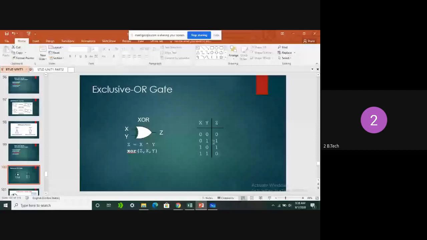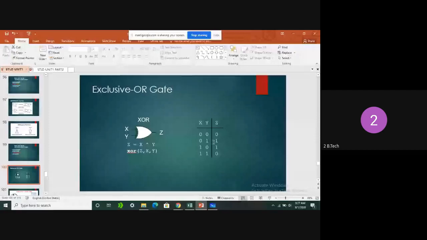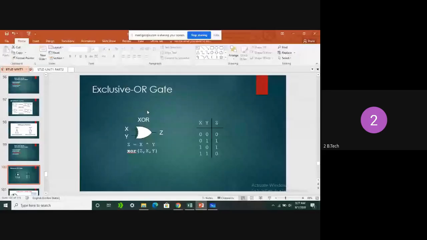Is that clear, all of you? Yeah, sir. Okay. So next we can see one more logic gate that is quite opposite to the exclusive OR gate, that is nothing but exclusive NOR. Here, if similar inputs are given, then we can represent it as Z equals 1. So the other gate is called exclusive NOR, which is opposite, or reverse, to the exclusive OR gate. Clear, all of you? Yeah, sir.